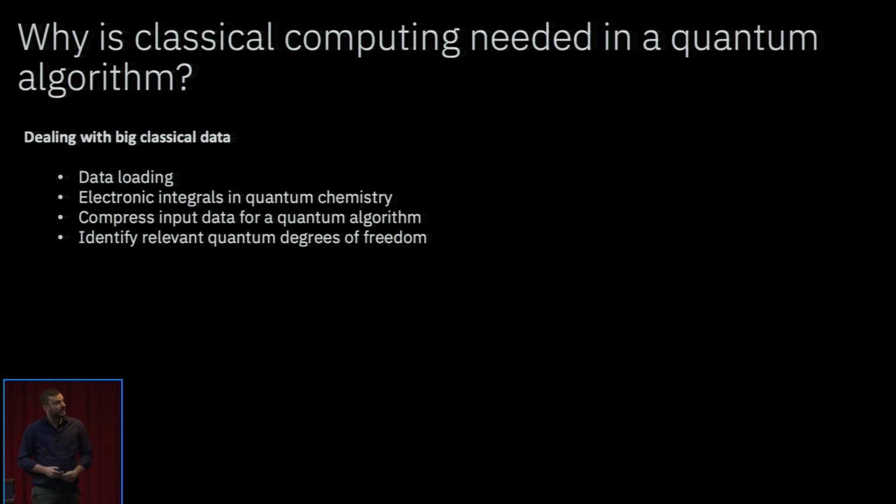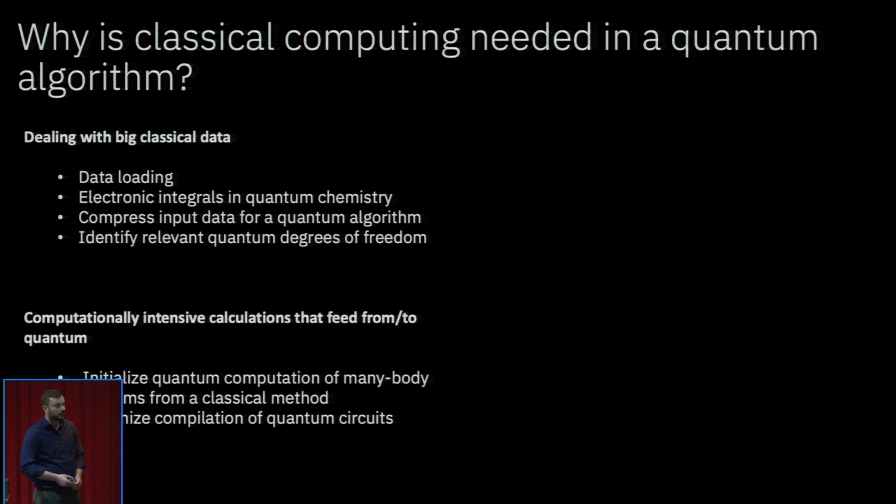Right, so why is classical computing needed in a quantum algorithm? Sometimes there's nothing else we can do because we just have to deal with big classical data. So here are some examples of use cases for that. Sometimes we have to read that data, process that data, and eventually, if we want to load it efficiently in a quantum computer, we have to compress that data. So we need high-performance classical computations.